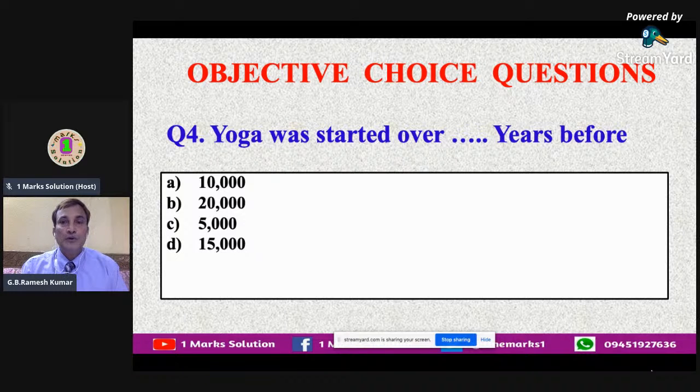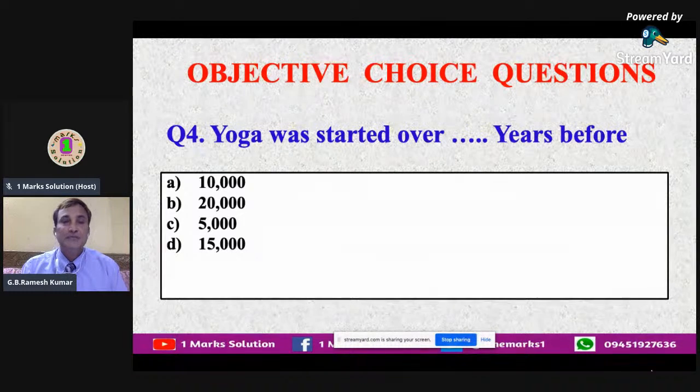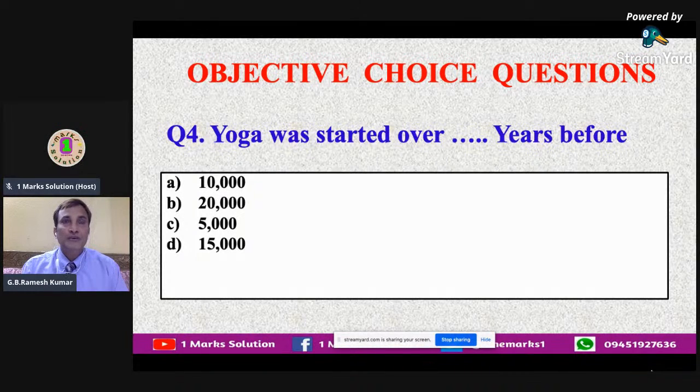Yoga was started over dash years before. We don't have exact, specific information, but based on the available sources, it started 5,000 years before. Now, we have some available information about 10,000 years before also, but we don't have any particular evidence to say that yes, it started 10,000 years before. So the answer is C, 5,000 years before.